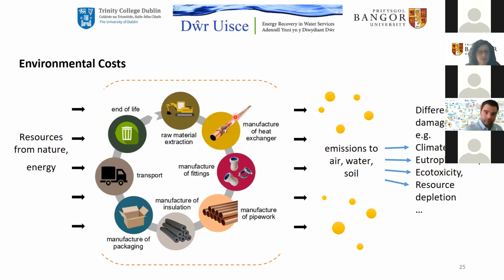So we start with the raw material extraction, which is needed for the manufacture of the heat exchanger itself, but we also have some fittings that we need for the installation. We have pipe work, so we need the pipe work to connect the heat exchanger to the boiler and to the freshwater supply. We ideally insulate our pipe work, and then we need packaging as well, and then transport the parts to the restaurant, for example, where the heat recovery system may be installed. So all of this is included in a life cycle assessment and also in a study that we did.